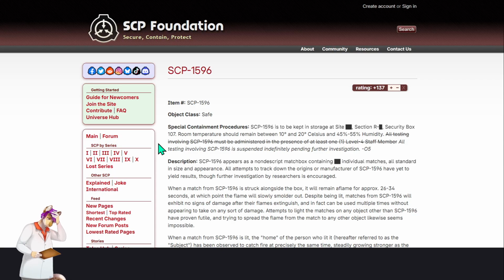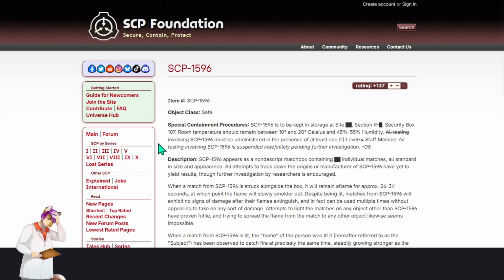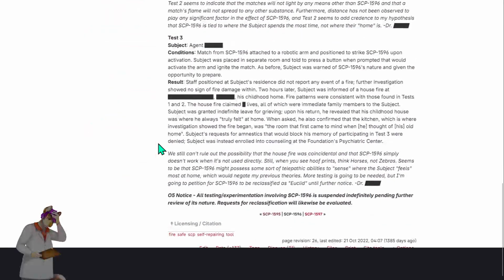One test they probably could have done, though, was to give somebody amnestics and then have them strike a match and see what happens. Because if they have no memory of anywhere they could consider home before striking the match, then they could probably prove once and for all how the match is deciding what to do. But whoever wrote this article did not consider that. And it was, once again, October 2022.